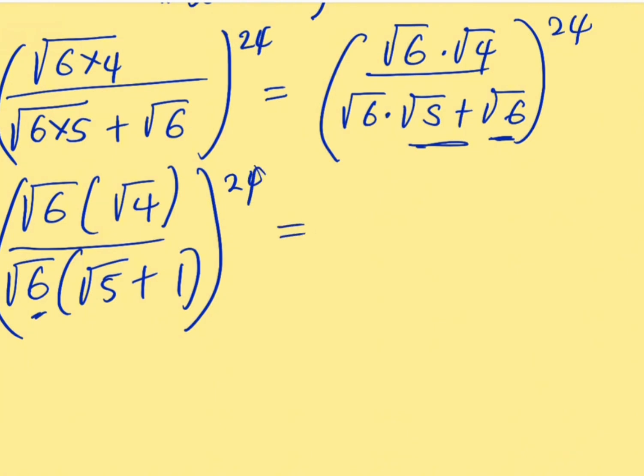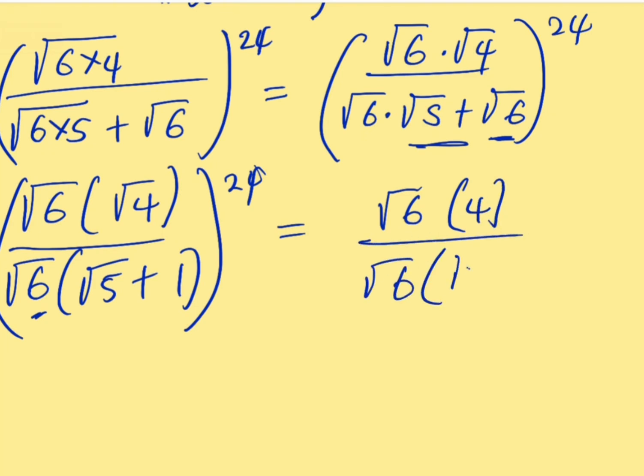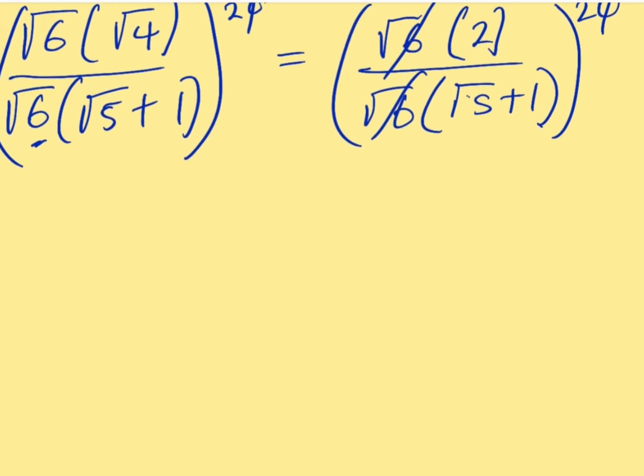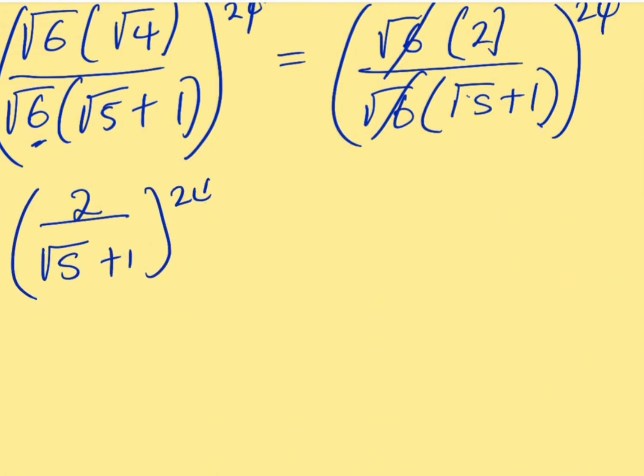Now this is also equal to square root of 6 multiplied by 2, because square root of 4 is 2, all over square root of 6 into square root of 5 plus 1, all to the power of 24. We cancel out square root of 6. Sorry, this is 2 because square root of 4 is 2. Then this comes down to 2 over square root of 5 plus 1, raised to the power of 24.